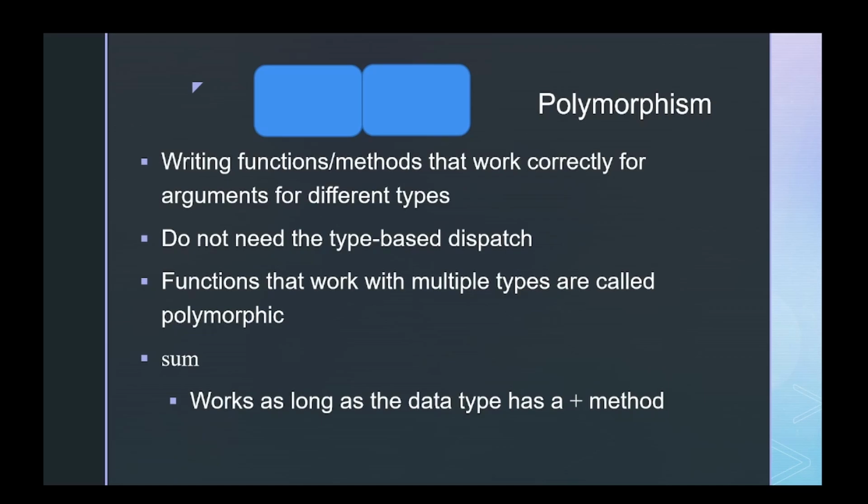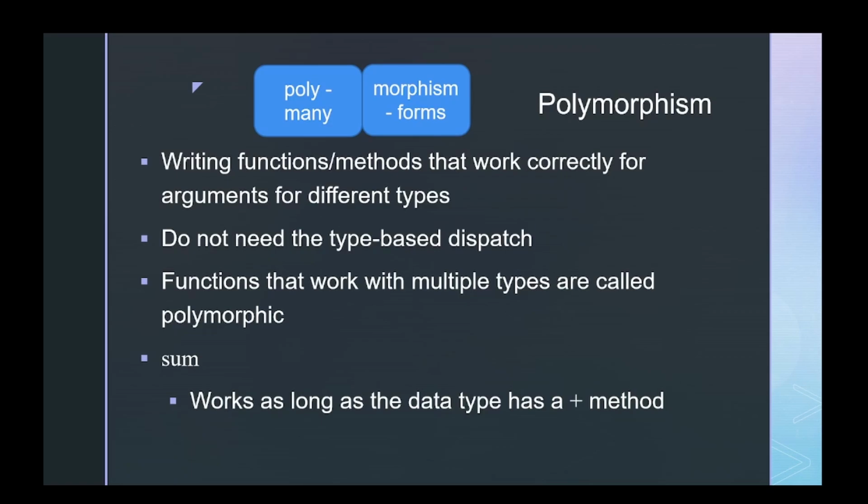One of the terms that is used a lot in object-oriented programming is polymorphism. When I look at the word polymorphism, the word poly means many and morphism means forms. So polymorphism is going to be having many forms. And this is the programmer writing functions and methods that are going to work correctly for arguments of different types. I'm going to have many different forms of that add based on what data type I have.